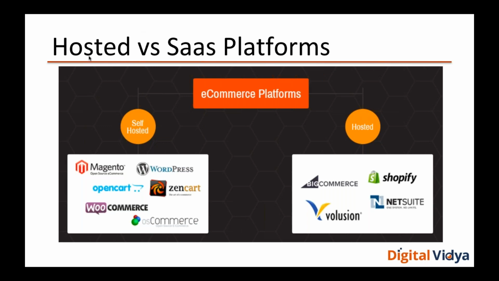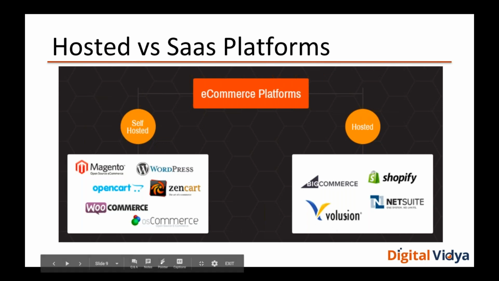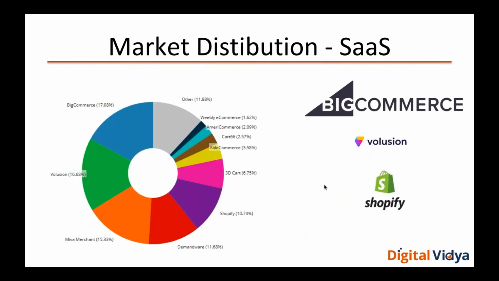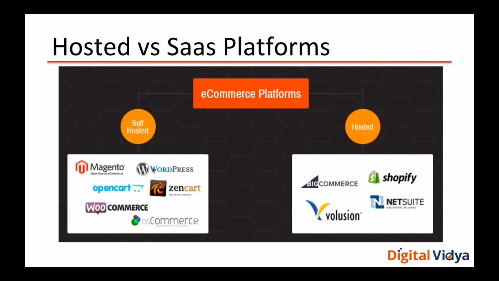So when I go ahead, the hosted versus SaaS platform. So this is basically self-hosted versus SaaS. If I talk about SaaS, Shopify is one of the majorly and broadly used products. Then there's a product called BigCommerce, Volusion, NetSuite, and there are a lot of products available. If I talk about the open source or free version, WordPress is one of the options.